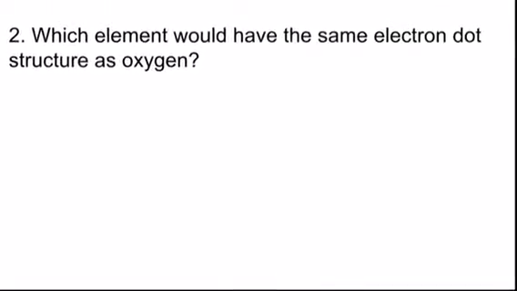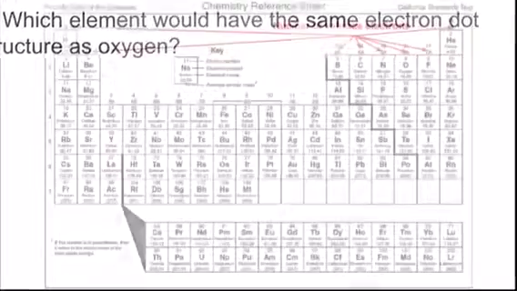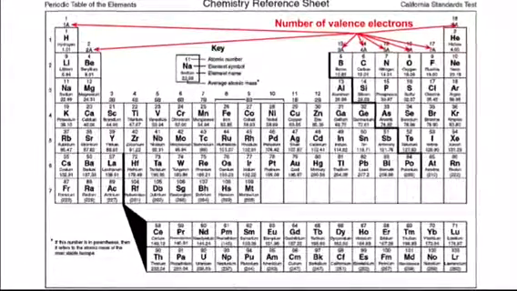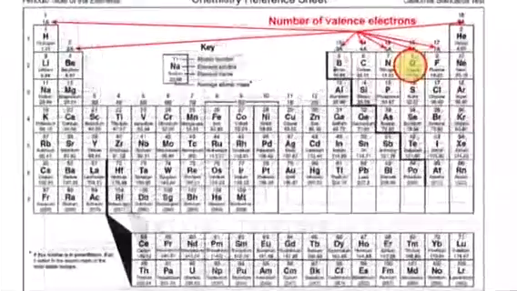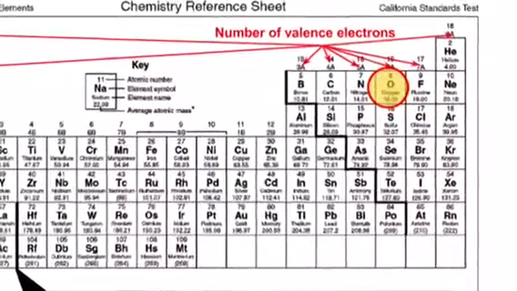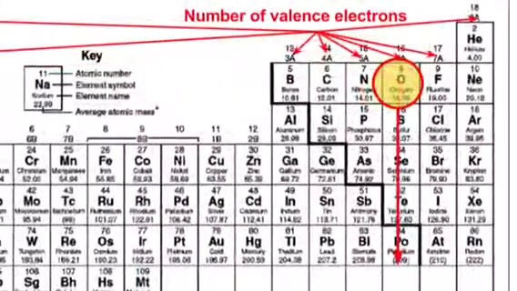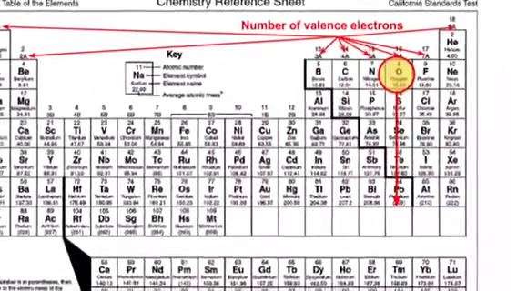The second question, which element would have the same electron dot structure as oxygen? As before, we determined how many dots it would have by the column it's in, and we can see oxygen is in column 6A, so we know it has 6 valence electrons. So any element that is in the same column as oxygen should have the same structure.